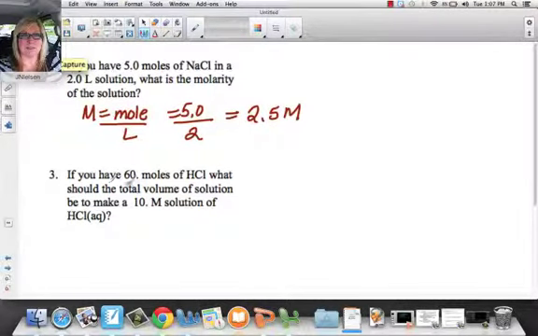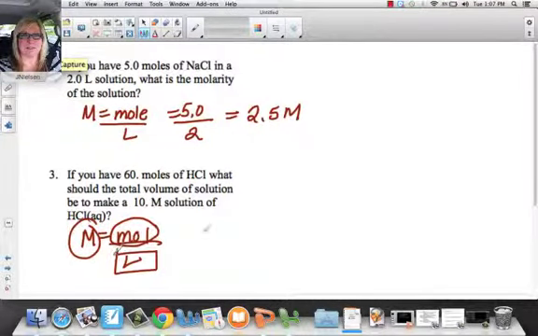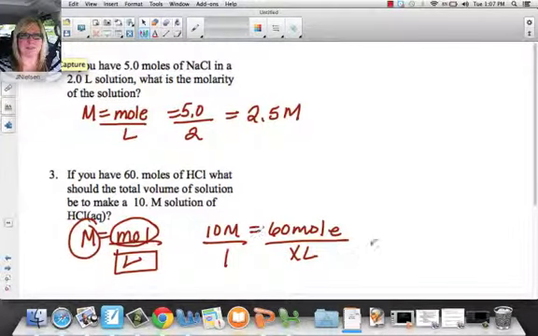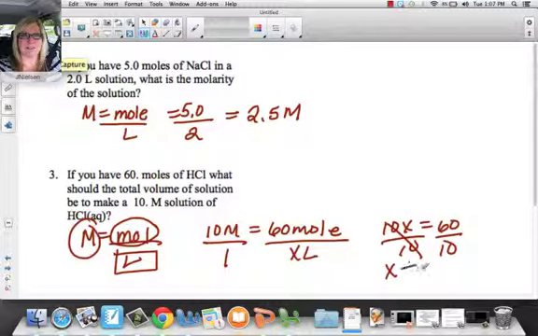If you have 60 moles of HCl, what should be the total volume of solution to make a 10 molar solution? So now we have something a little bit different. Now they gave us this molarity, and they gave us moles, and we need to find this. So we can set up a proportion here. We have 10 molar equals 60 moles over X liters, and we can just put a 1 here. So we get basically 10X equals 60, therefore X equals 6 liters.